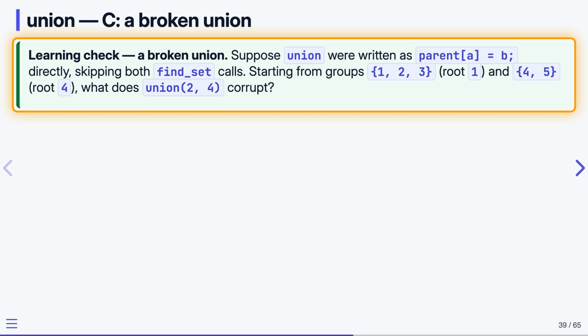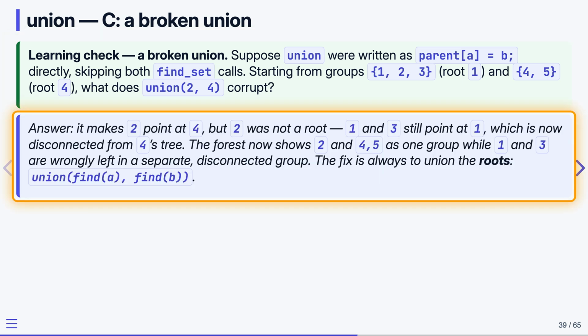A learning check on that code. Suppose union were written as parent at a equals b, directly, skipping both find calls. Starting from the group 1, 2, 3 with root 1 and the group 4, 5 with root 4, what does union of 2 and 4 corrupt? Pause and think. Here is the answer.